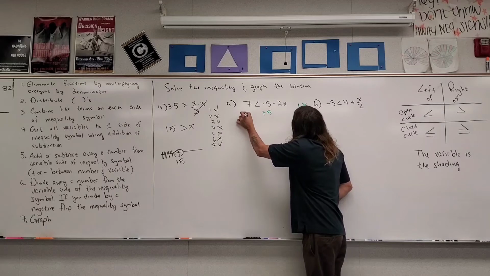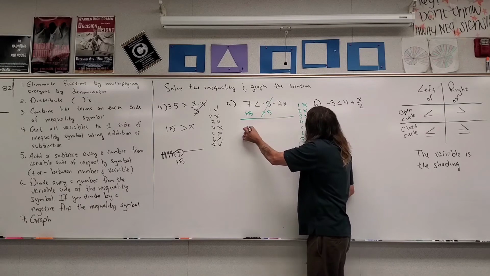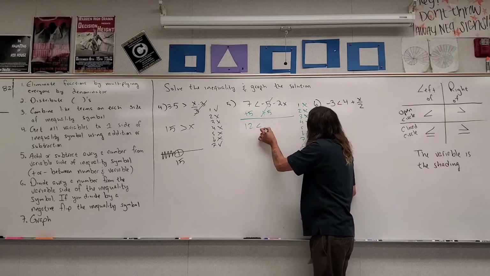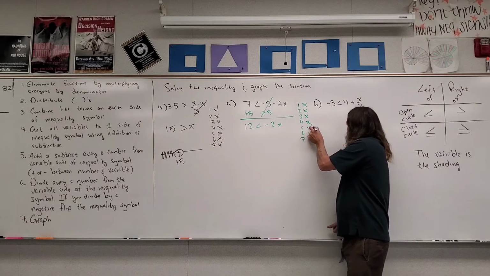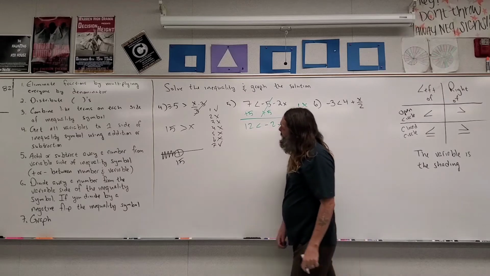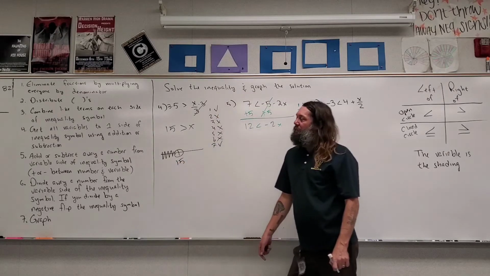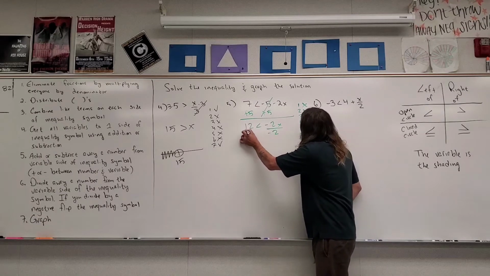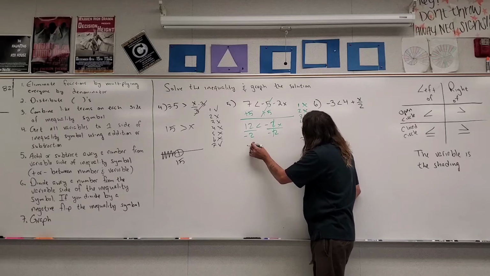So plus 5 and plus 5. So that negative 5 and positive 5 cancel. 7 and 5 are going to get me to 12. And 12 is left of negative 2x. I still have a number with my x, so I have to do step 6, which is to divide away a number. And again, I'm dividing by a negative, so I'm going to have to flip that inequality symbol. Make sure you're paying attention to that. If you're dividing by a positive, you do not have to flip it, but we're dividing by a negative.